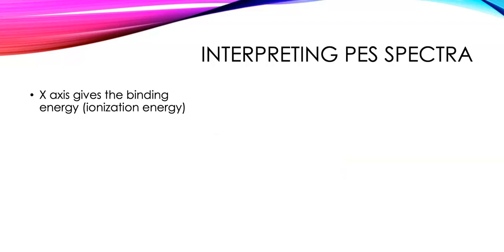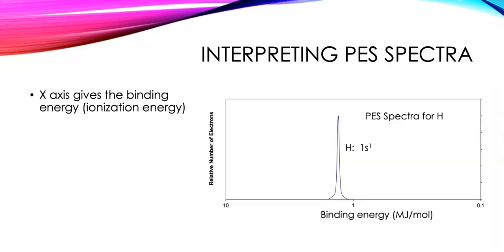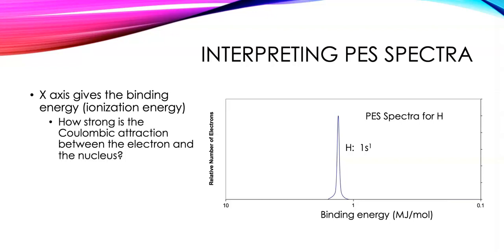Let's look at a PES spectrum for the hydrogen atom. Now we know that hydrogen has 1 electron. We know that it's in the 1s orbital, and its position on the x-axis tells us the ionization energy. Of course, there's only one proton also for that hydrogen. So what this is telling us is how strong is the Coulombic attraction between the electron and the nucleus. The x-axis in PES spectra often runs in reverse, so the larger value may be on the left and the smaller values may be on the right. This isn't universally true, so always check your axis.